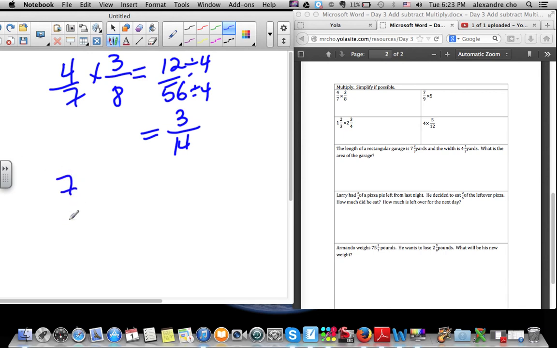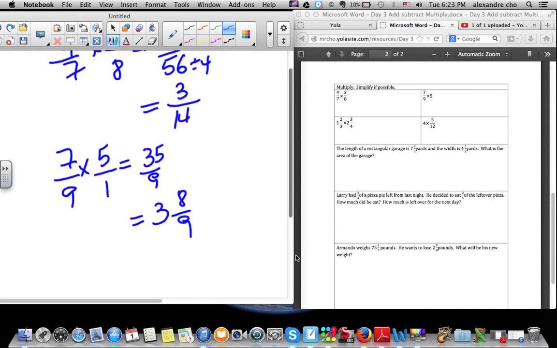Second one, 7 over 9 times 5, a whole number. So let's put that over 1. Now we're ready to multiply. 7 times 5 is 35. 9 times 1 is 9. We're going to change that to a mixed number. 9 goes into 35 3 times, which is 27. 8 left over, and then over 9.